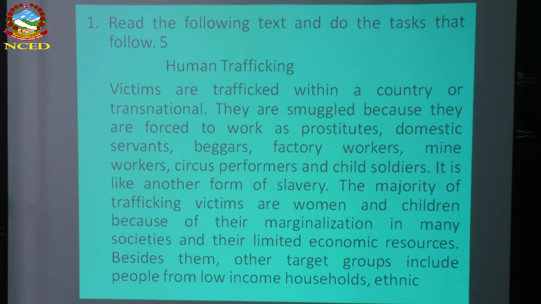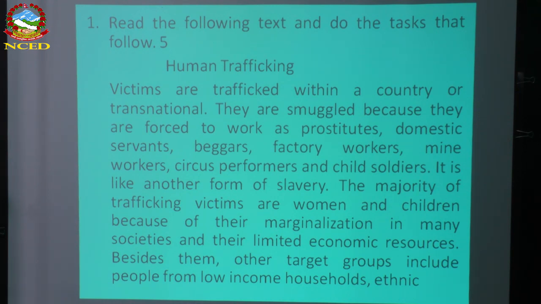There is one passage. The instruction says in the beginning, read the following text and do the tasks that follow. I have already told you there will be first 2 questions, one for 5 marks, the other for 10 marks. Sometimes in place of this type of passage, poems can be asked, but always not sure. So read the following text and do the tasks that follow for 5 marks. So what is it about?